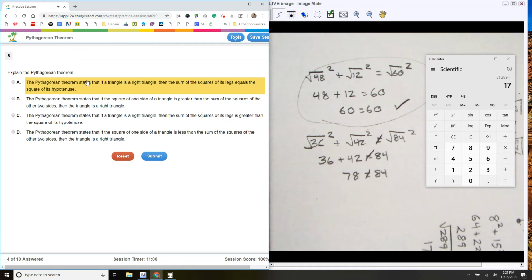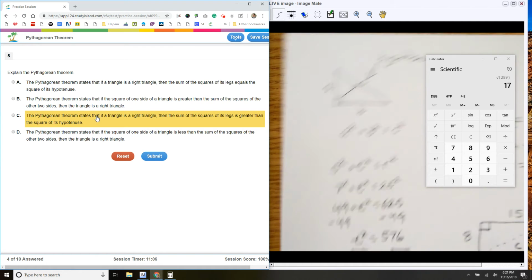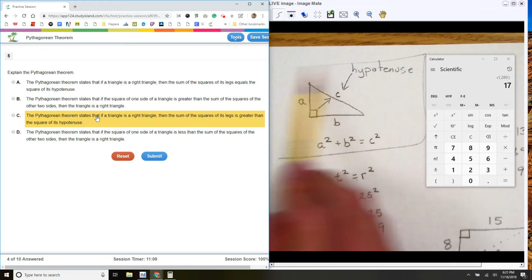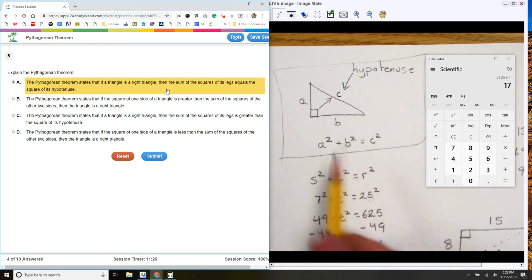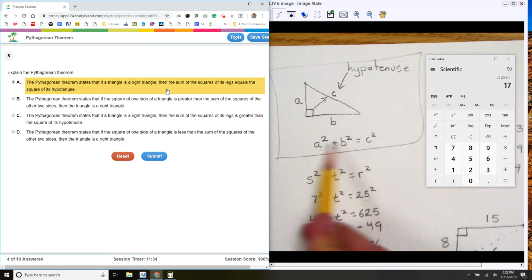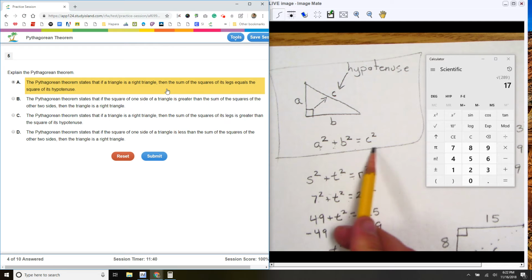Explain the Pythagorean theorem. Which one of these is the word version of what I have been saying? Let's check it out. The Pythagorean theorem states that if a triangle is a right triangle, then the sum of the squares of its legs equals the square of its hypotenuse. Sounds pretty good. If it's a right triangle, the sum, which means adding, of the squares of its legs, so A is a leg, B is a leg, the squares of the legs added together, equals the square of the hypotenuse.